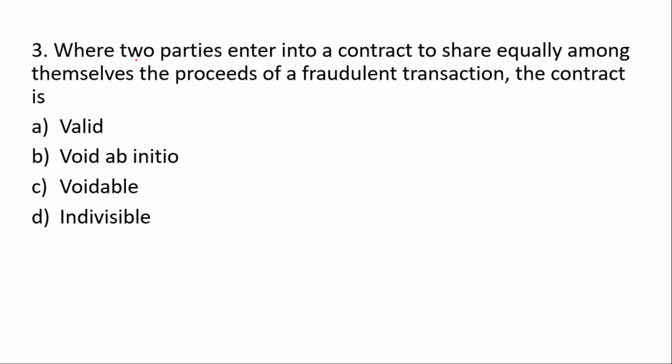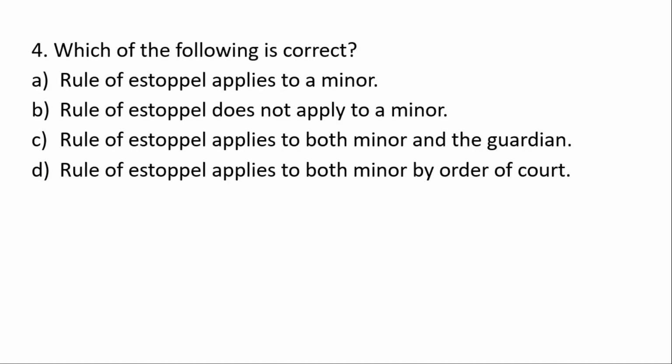Third question is, when two parties enter into a contract to share equally among themselves the proceeds of a fraudulent transaction, the contract is, option B is the correct option, void ab initio. Why? Because the object of the contract is commission of fraud. Therefore, the contract is void.